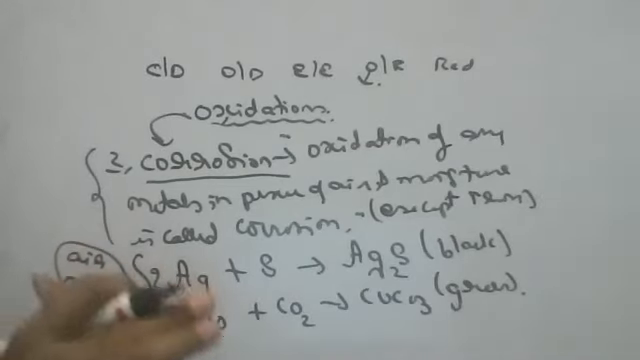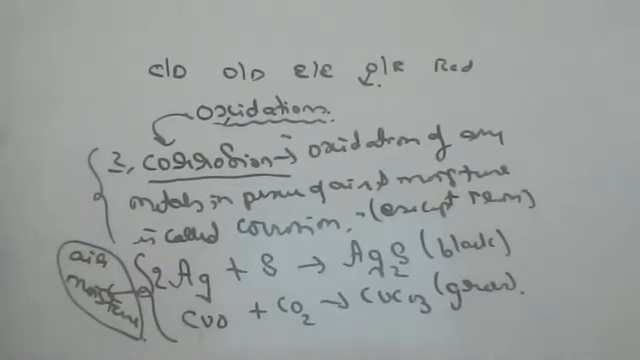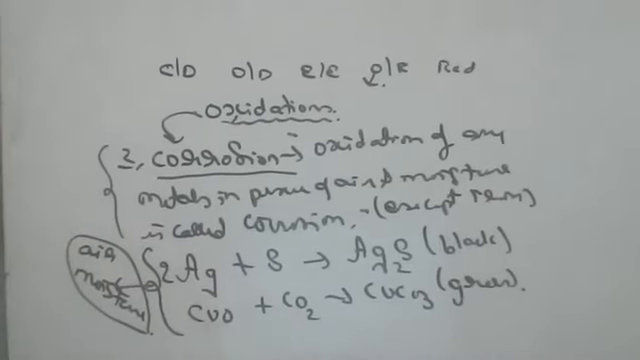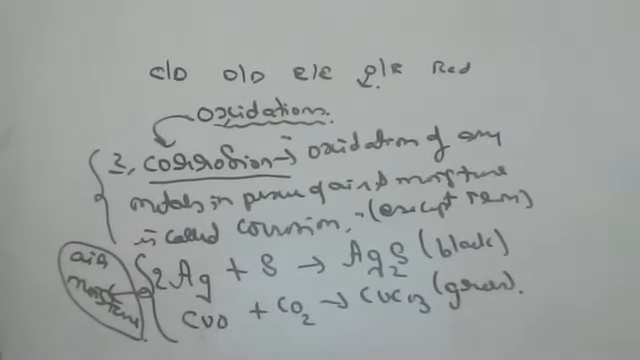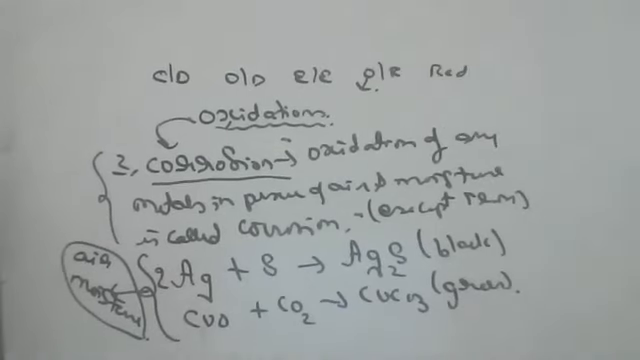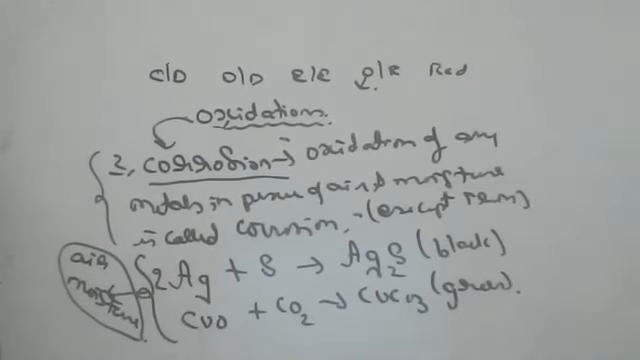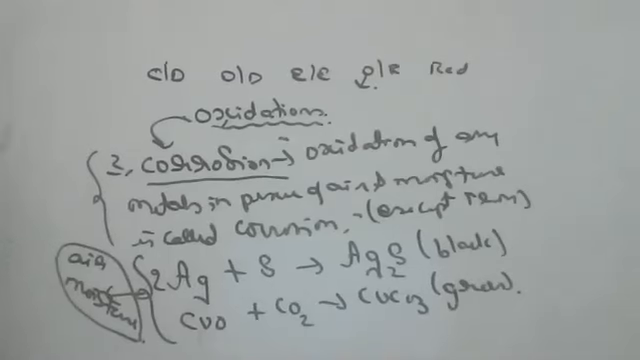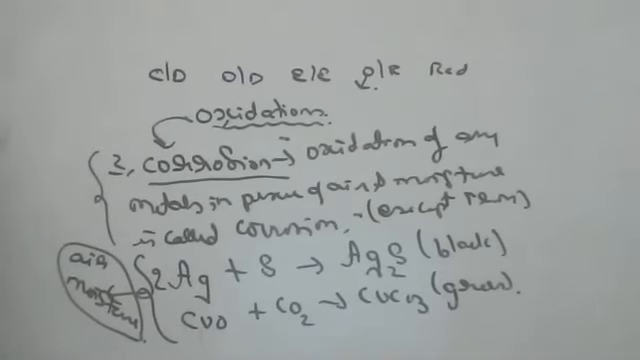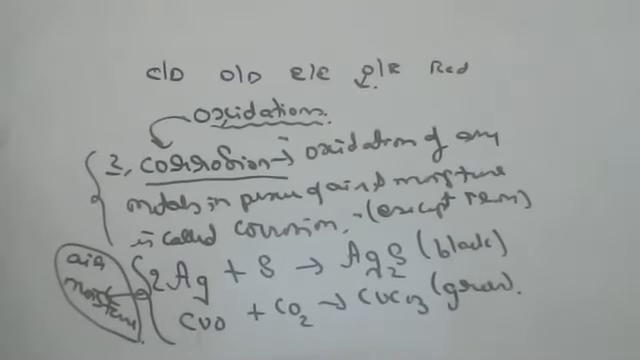Corrosion means you understood all metals undergo oxidation. Everything on this earth will undergo oxidation, children. Everything, because all substances react with oxygen and they undergo oxidation. Even our body cells undergo combustion. That's why day by day, we will become old.